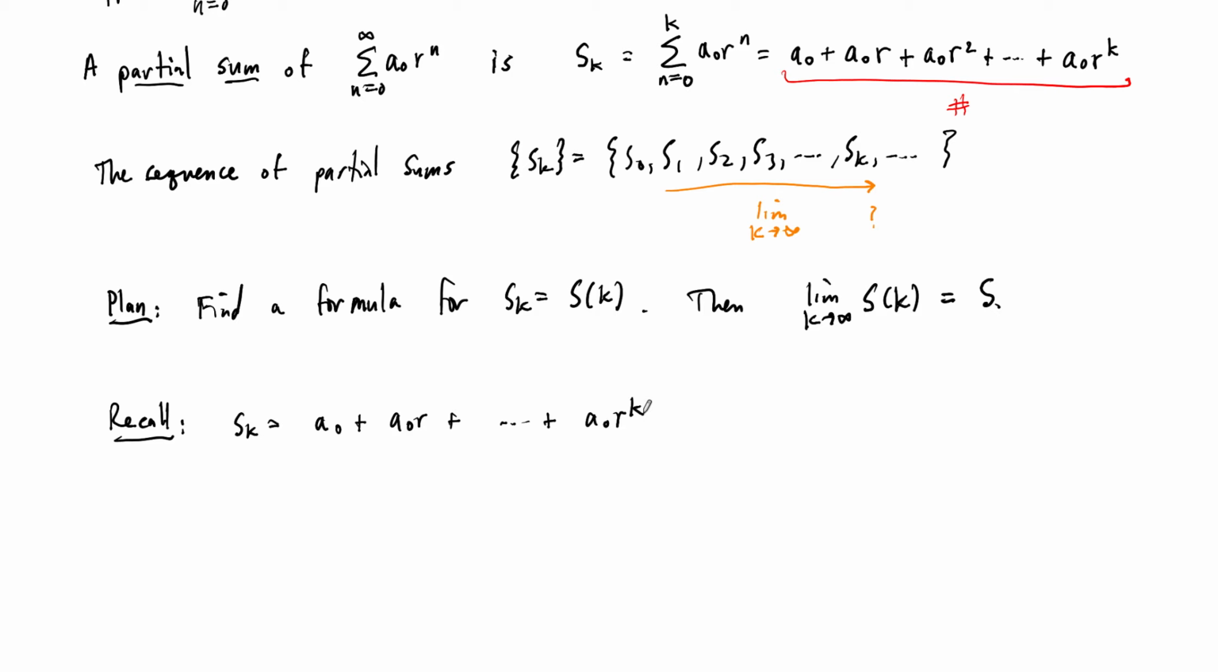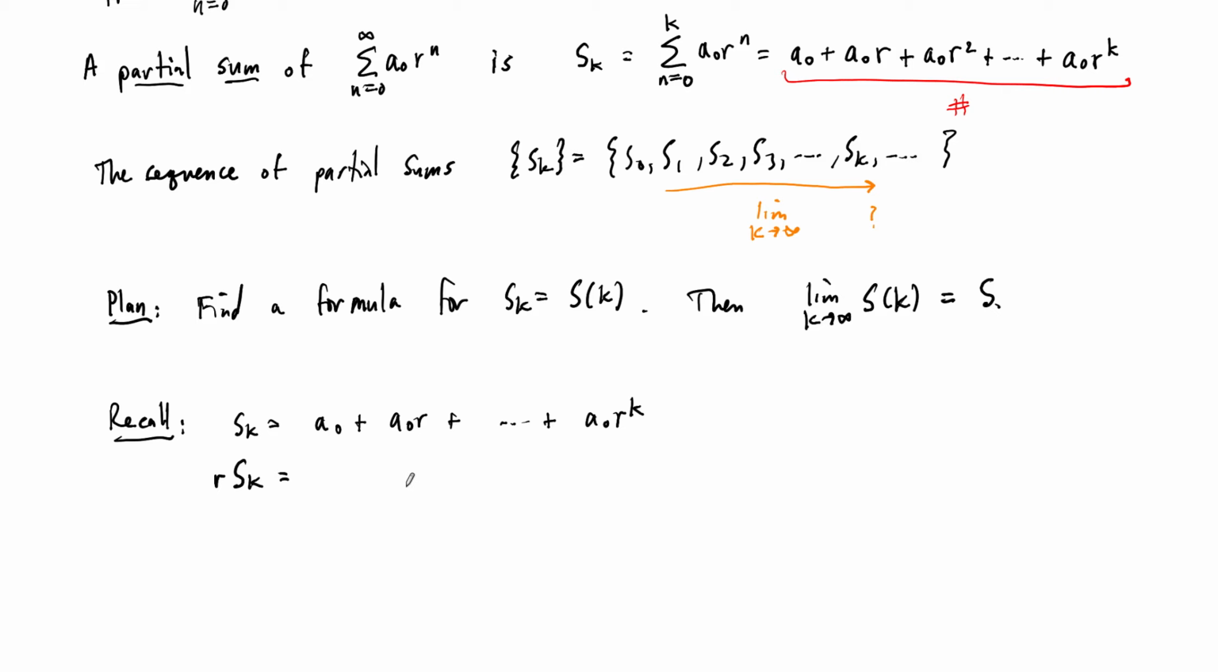What I'd like to do now is take another copy of this same partial sum with the same value of k, but I want to multiply the whole thing by another copy of r. All right, r is the common ratio. I want to multiply by another copy of r. Well, what's that going to do? It's going to take this whole sum, but it's going to multiply each of these by an r.